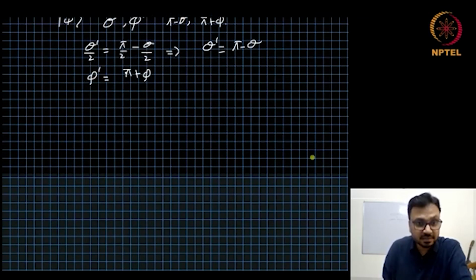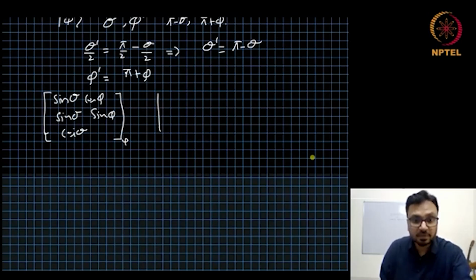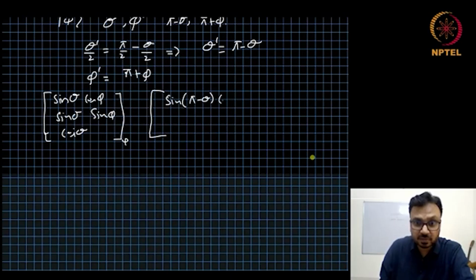So if we look at the three-dimensional real vector, we have sine theta cos phi, sine theta sine phi, and cos theta, and this is for psi. And for psi orthogonal, we have sine of pi minus theta cos of pi plus phi, sine of pi minus theta sine of pi plus phi, and cos of pi minus theta.